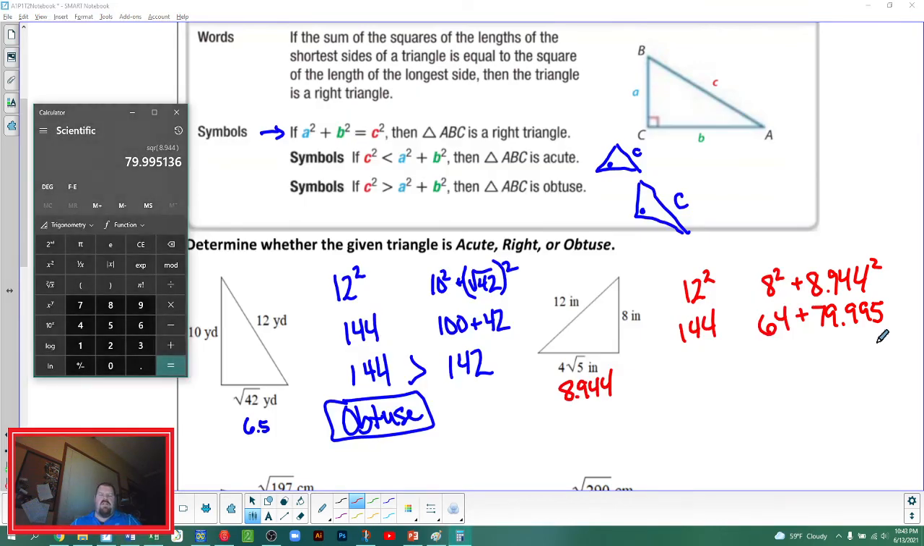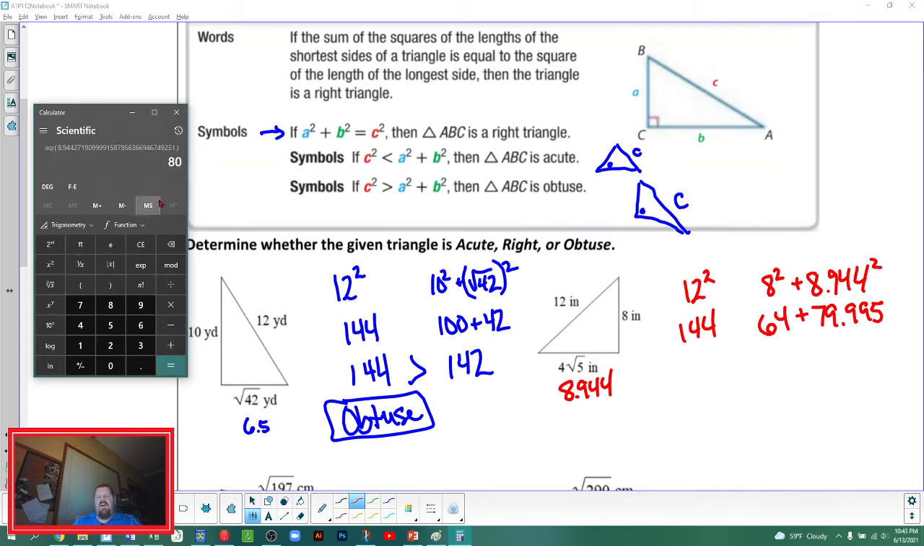So let me look at this side. Let's say 64 plus 79.995 is 143.995. At that point, I might go back and check, well, what happens if I take this as it's written? So 5 square root of 5 times 4.